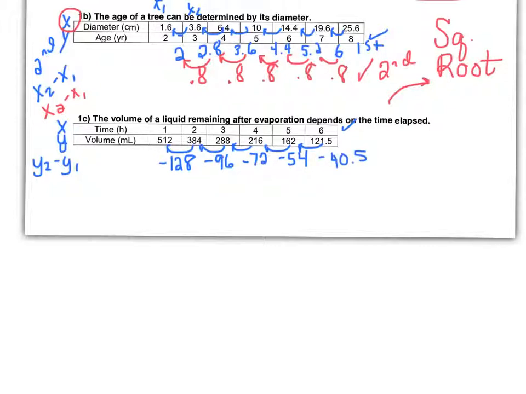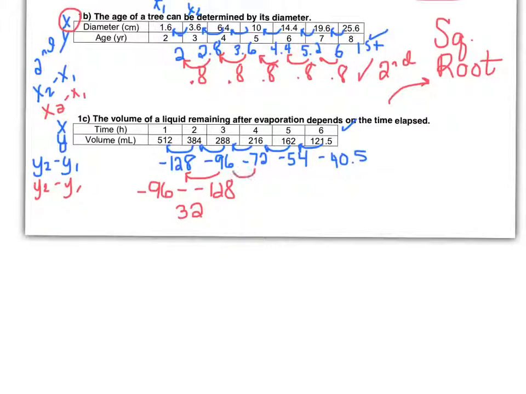Okay, so obviously it's not linear. This does not make a straight line. So let's try the differences in the y's again. So we'll do negative 96 minus, I'm going to write this out, minus negative 128. What's going to happen? It's going to turn to a plus sign. So when we do that, we get 32. So the first difference is 32.